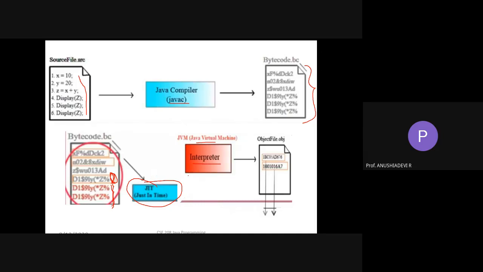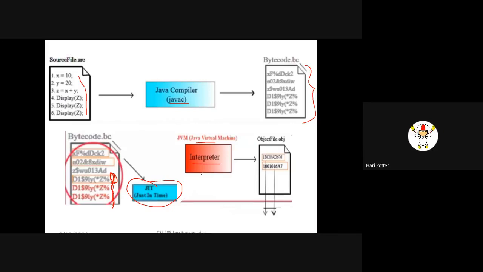Now you understood, Appa? Hello? Yes, ma'am. Now you understood what is the purpose of just-in-time compiler. Yes, ma'am, I understood, ma'am. The just-in-time compiler is just to improve the performance of the interpreter.